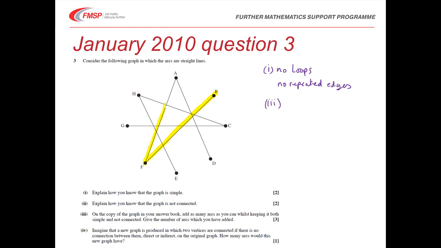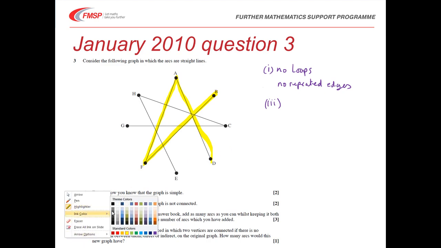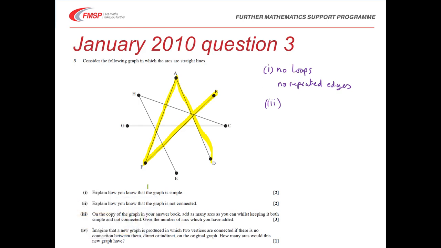B goes to F, F goes to A. A's connected to D, but there's no other connections. So there's a little set of 4 vertices there which are not connected to the other 4. Let's change colour, just make sure we can see that absolutely clearly. So E's connected to H, H is connected to C, C is connected to G.